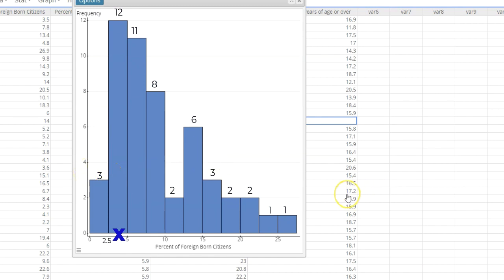We know there are 50 states in the United States, but over here you look, there's District of Columbia that we have to think about. So there are 51 elements. If you add up all these frequencies, you'll see that that's the sum.